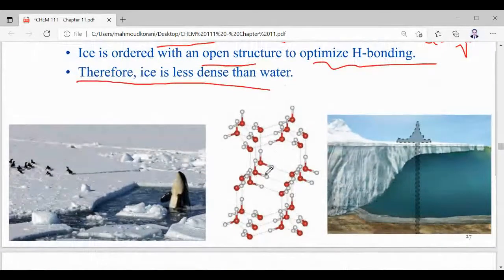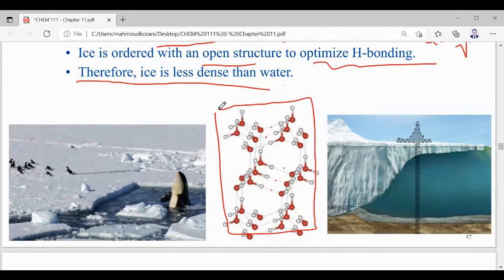This is the open structure of the water. As you see, it's arranged, with optimization of the hydrogen bonding. Imagine if you put something in the freezer, it becomes very tough. The same way, imagine the hydrogen bonding becoming rigid. That's why it keeps the molecules away from each other, and that's why the volume increases. So the optimization of the hydrogen bonding, arranged in a certain way, increases the volume, and that's why the density decreases.